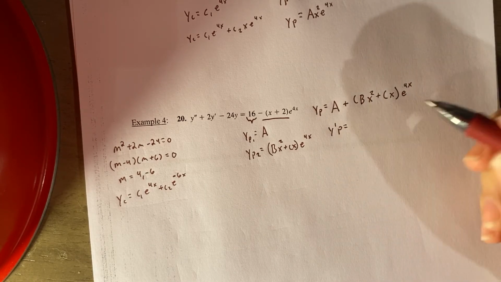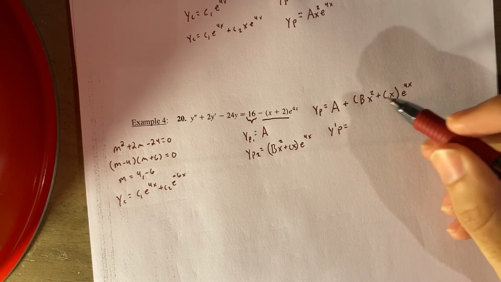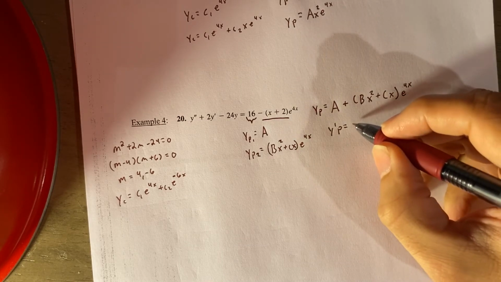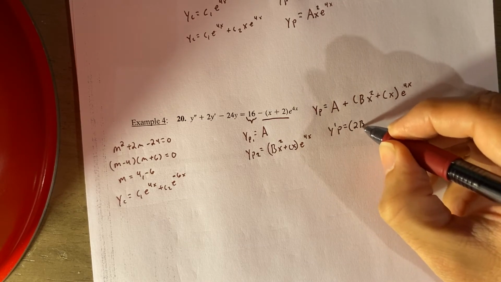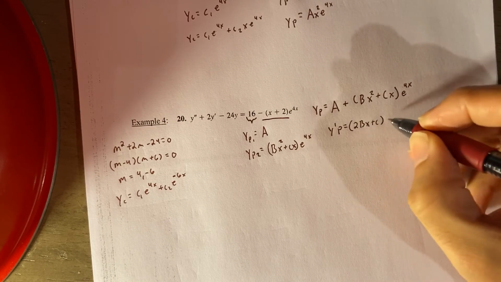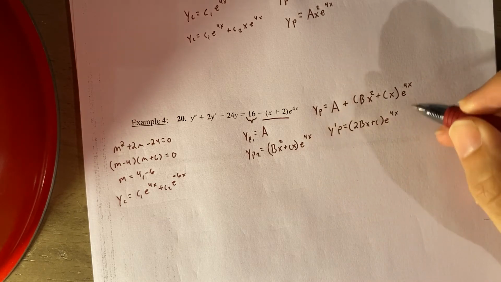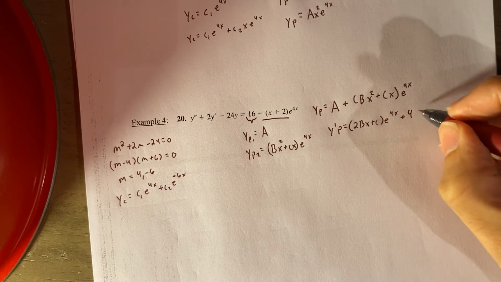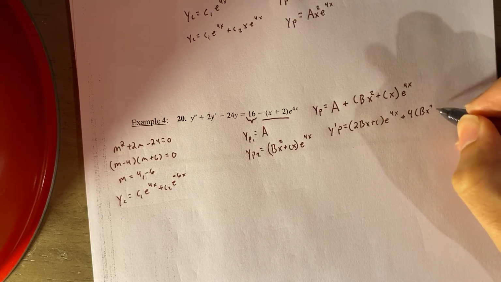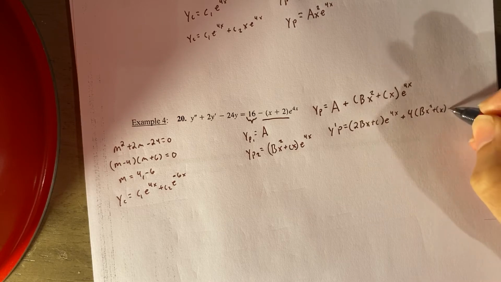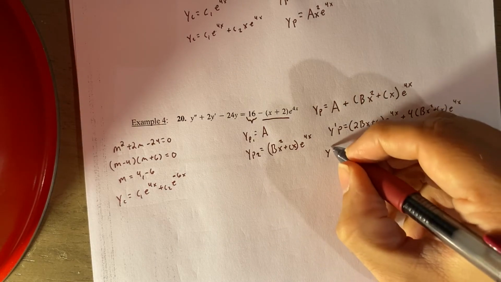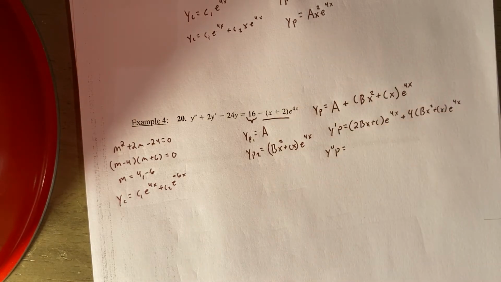Product rule. We'll get through this. So we have the derivative of bx squared plus cx. The derivative of the inside of that is just going to be 2bx plus c times e to the 4x. And then take the derivative of e to the 4x, which is just going to be 4 times bx squared plus cx e to the 4x. All right? And then we need to do it another time because this is taken to the second derivative.